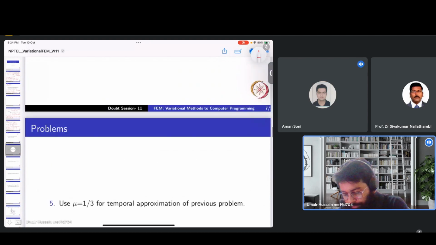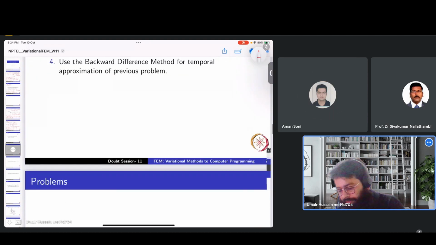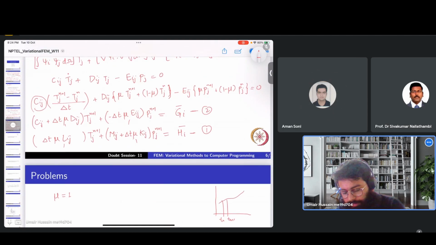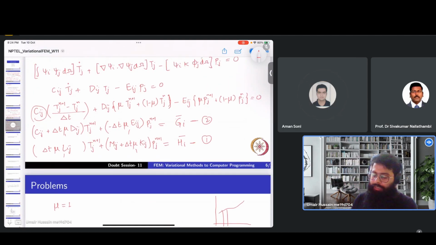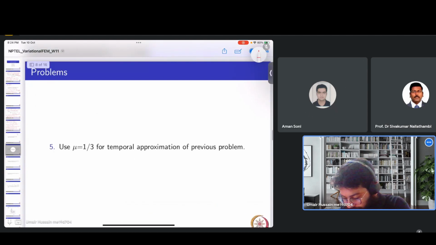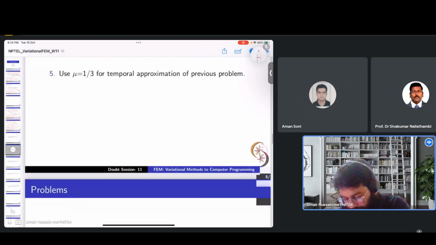For mu equals to 1 by 3, we can do the same. We just substitute mu equals to 1 by 3 here, and nothing would be eliminated. If we would have taken mu equals to 0, all these terms at the left hand side would have been eliminated, and in GIHI we won't have to eliminate any term. But with mu equals to 1 by 3 or any value between 0 and 1, we'll have all the terms. We can't eliminate anything. Okay, so this is it regarding this.